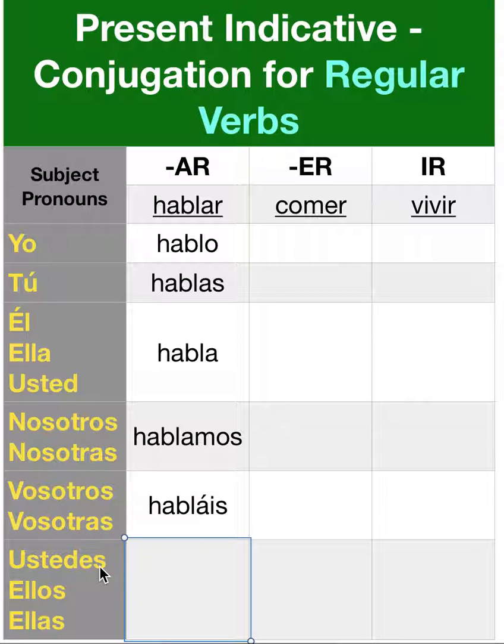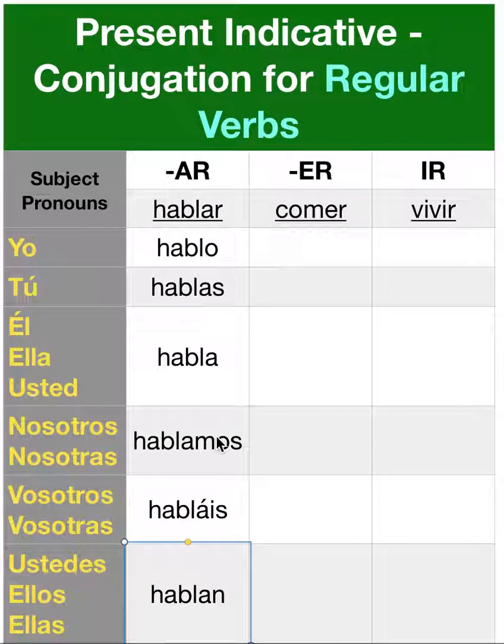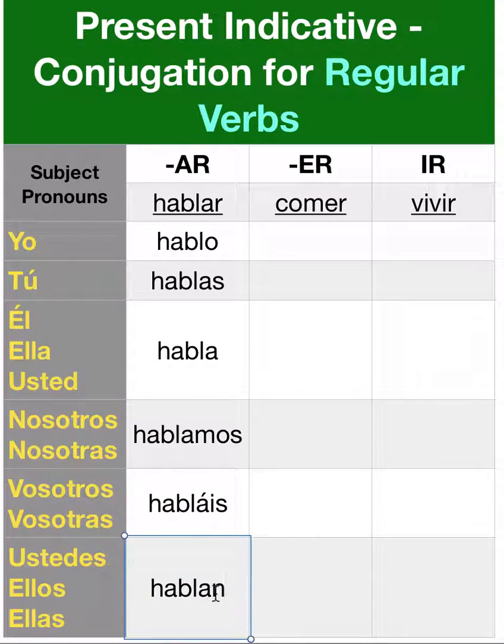And then lastly, we have ustedes, you all, both formal and informal. And then we have ellos, they, all male or mixed, and ellas, they, all female. We take the stem and then we add an. Hablan. So ustedes hablan, you all speak. Ellos hablan, they speak. Ellas hablan, they speak. These are the conjugations for the regular verbs in the present indicative mood in Spanish.